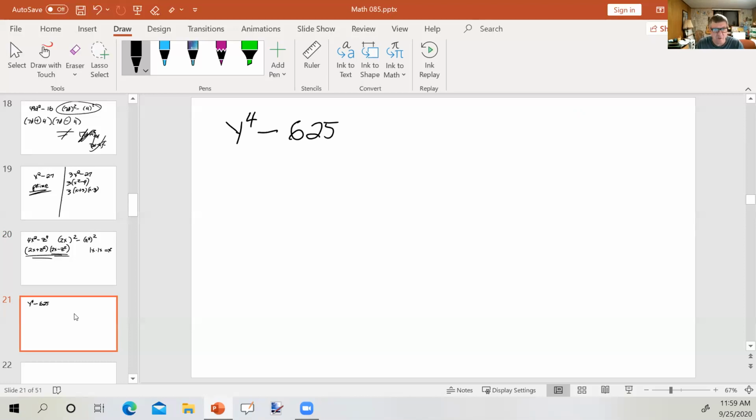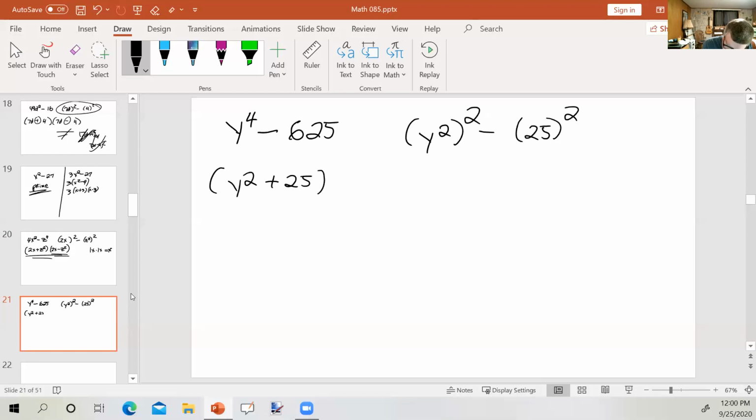It's in standard form. It has a subtraction sign in the middle. Is it the difference of 2 squares? Yes. All right. So how would you write y to the 4th as something squared? What would that base be? Y squared. Okay. How about 625? Pull out that calculator. 25. Good job. So that means I'm going to have y squared plus 25 times y squared minus 25.